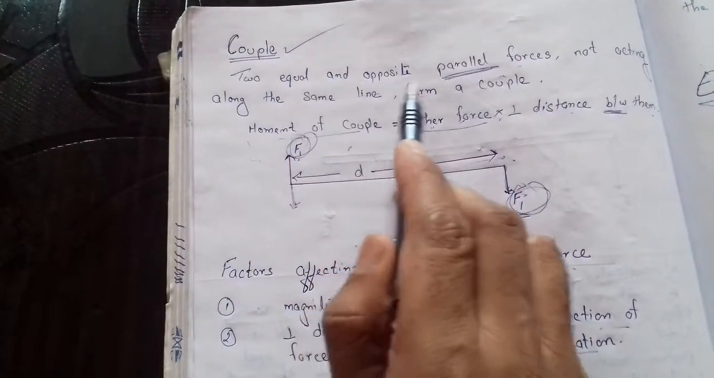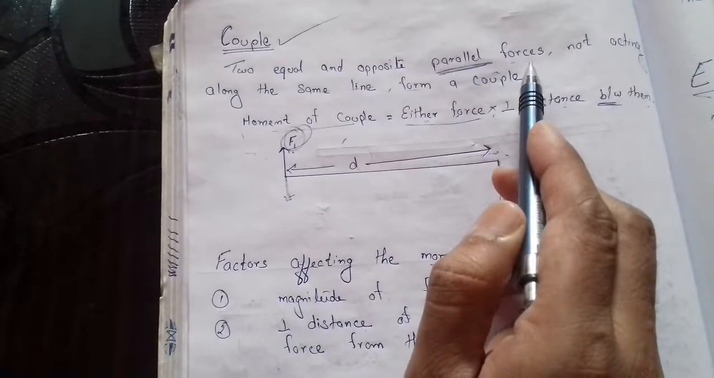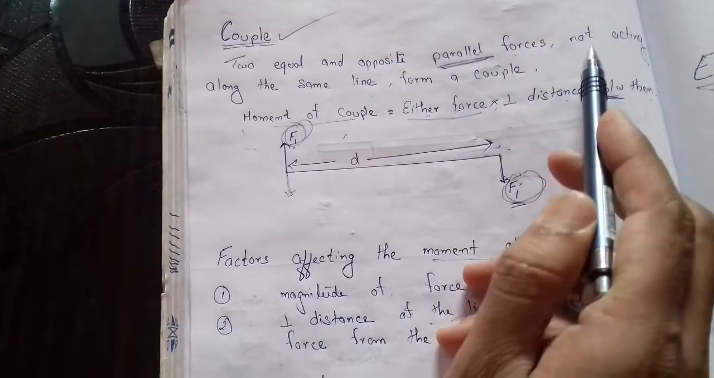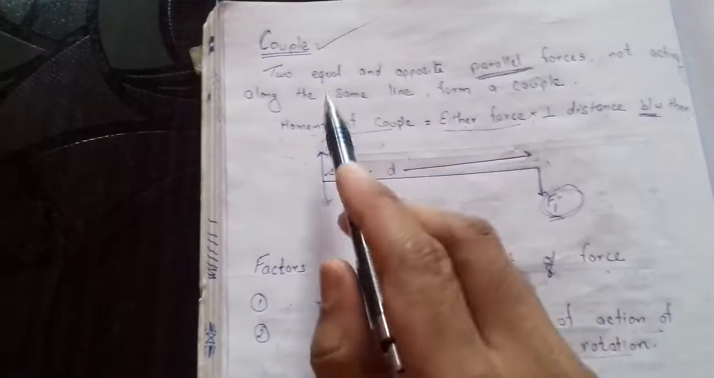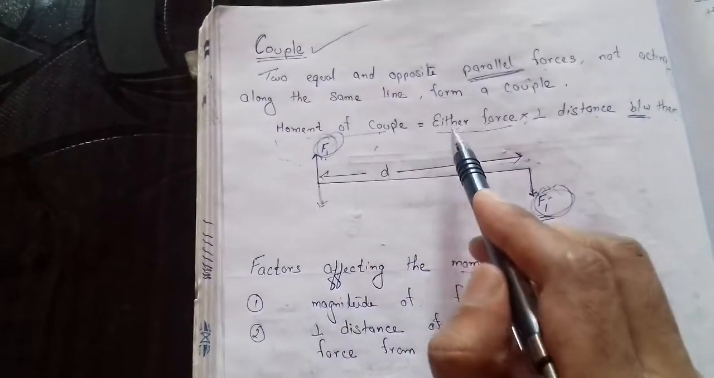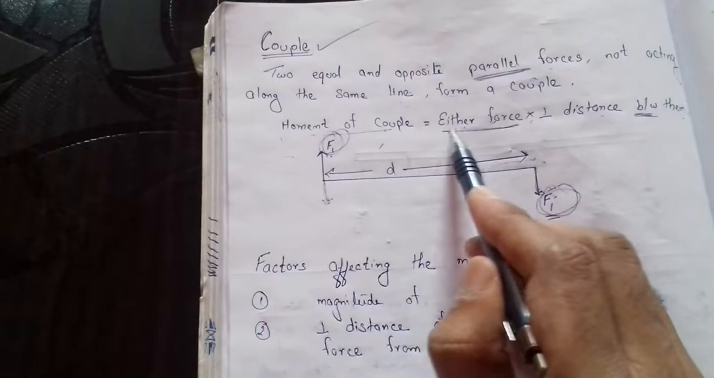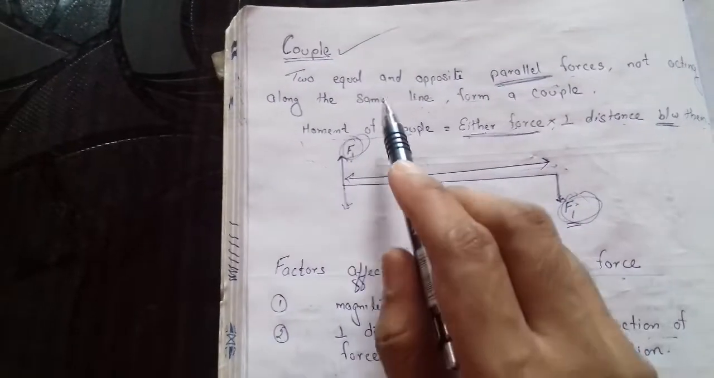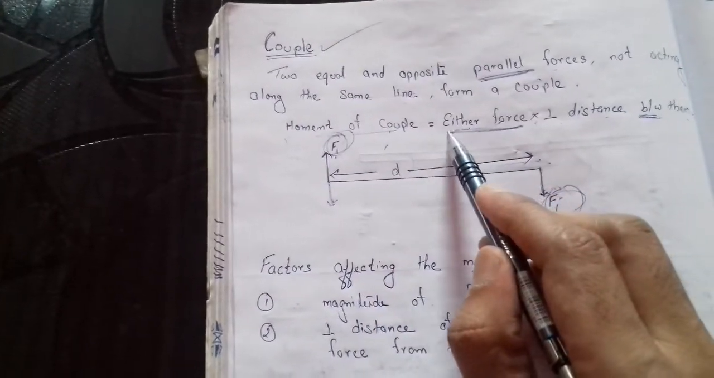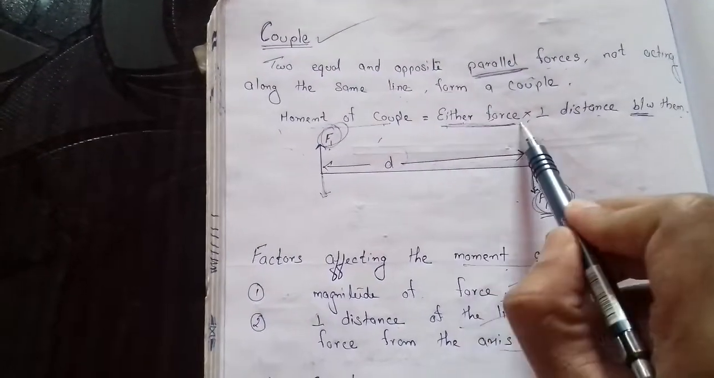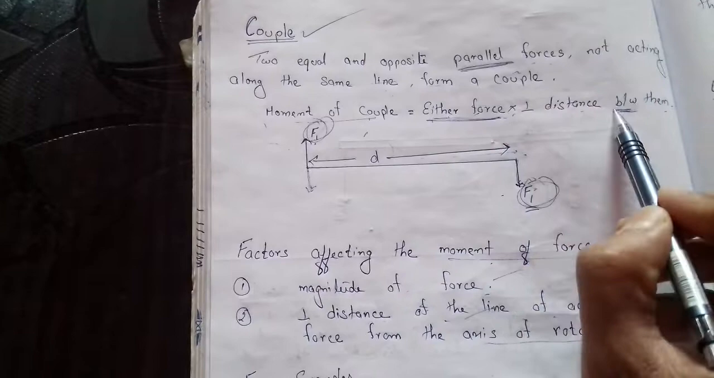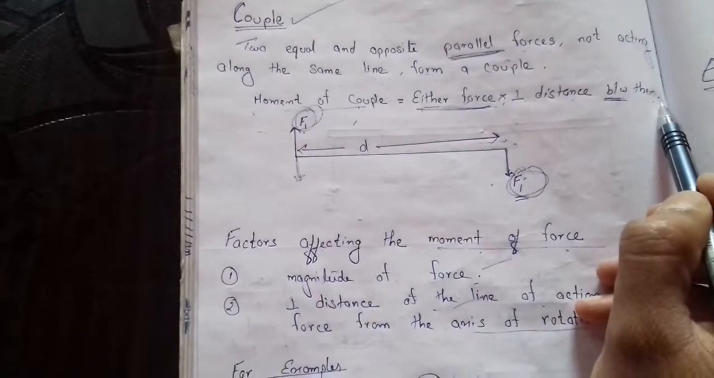Two equal and opposite parallel forces not acting along the same line form a couple. The formula for the moment of a couple is either of the forces multiplied by the perpendicular distance between them. Why are we saying either of the forces? Because the forces are equal, so we can take any of the two forces.